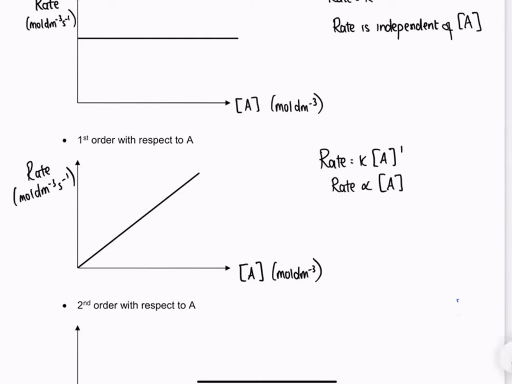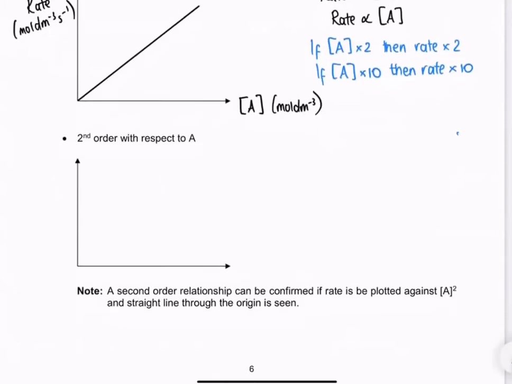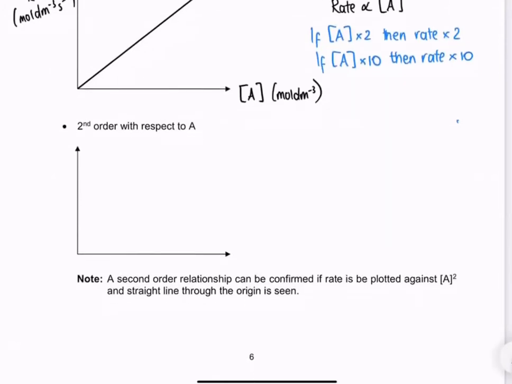So what does that mean? If I were to double the concentration of A, what would happen to the rate? What that means when something is first order is that if I were to double the concentration of A, then I would double the rate. If I was to multiply the concentration of A by 10, the rate would be 10 times as much. That's what directly proportional means. So rate is directly proportional to concentration of A. So pause the video again and have a think what you might think a second order would look like.